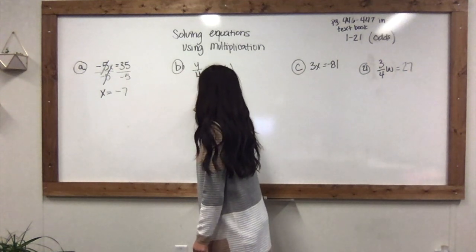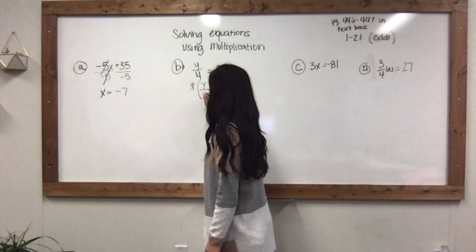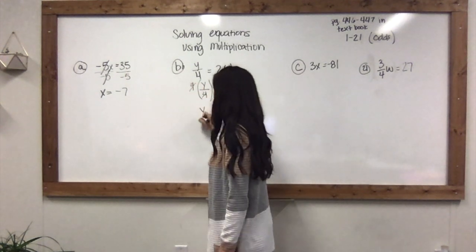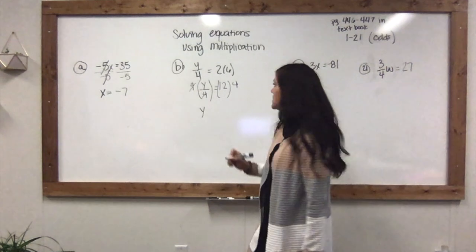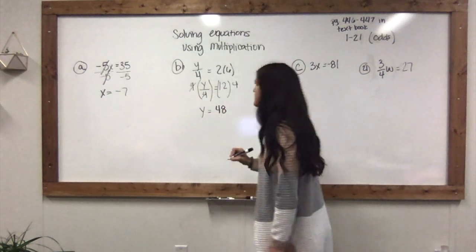So we've got, these two are going to cancel out. And I'm going to be left with just a y on that side of the equation. And 12 times 4 is 48.